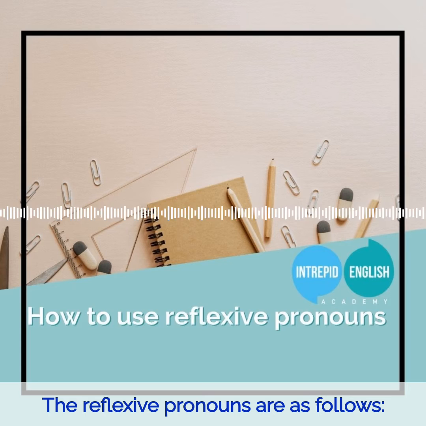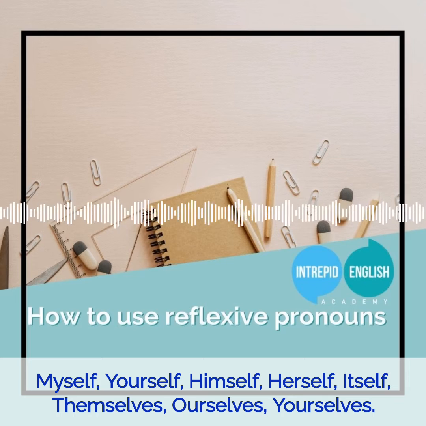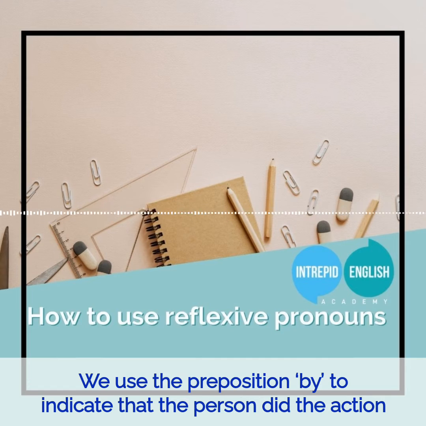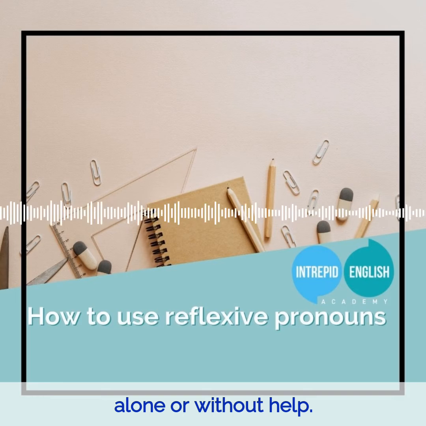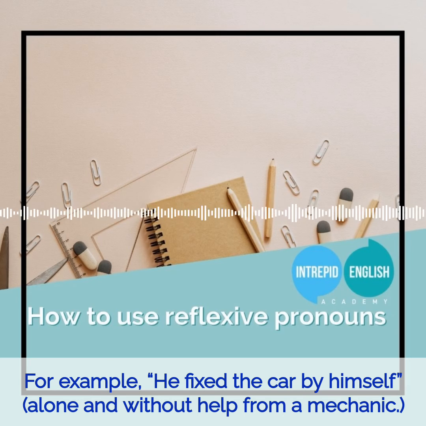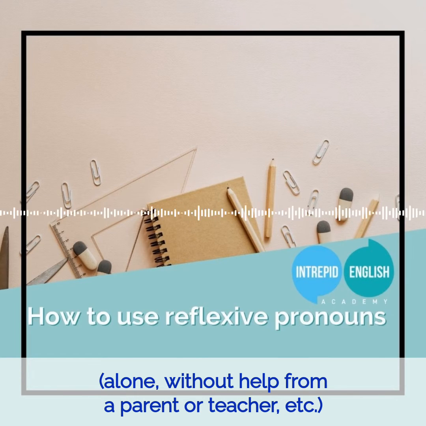The reflexive pronouns are as follows: myself, yourself, himself, herself, itself, themselves, ourselves, yourselves. Some important points to remember. We use the preposition by to indicate that the person did the action alone or without help. For example, he fixed the car by himself, alone and without help from a mechanic. She did her homework by herself, alone without help from a parent or teacher, etc.